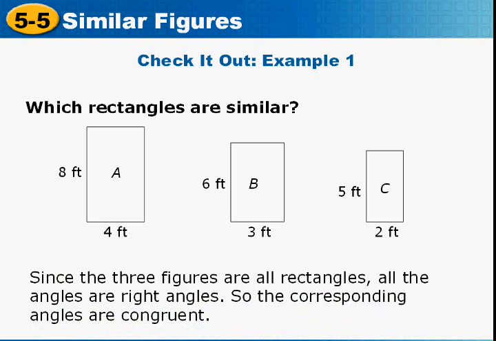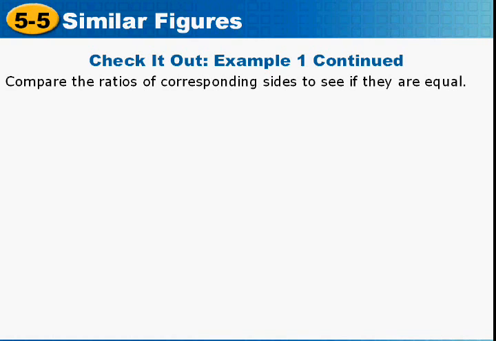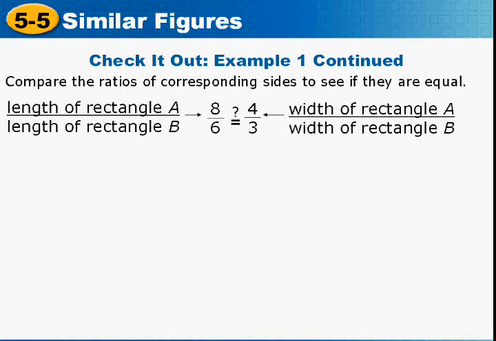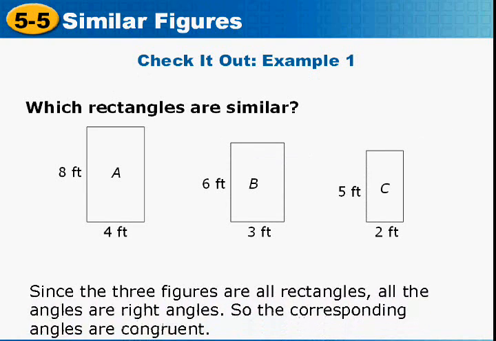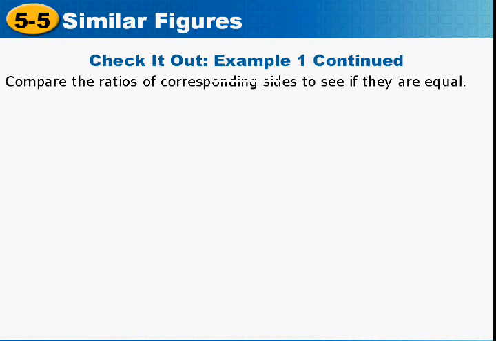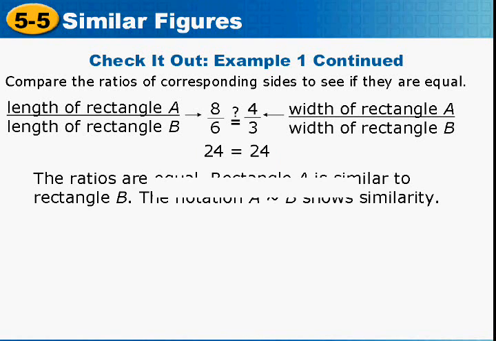So the 3 figures are all rectangles. All the angles are right, so the corresponding angles are congruent. We can check that off the list. Now let's look at the sides. So 8 over 6 and 4 over 3, that's A and B. 6 times 4 is 24. 8 times 3 is 24. Oh, rectangles A and B are similar.